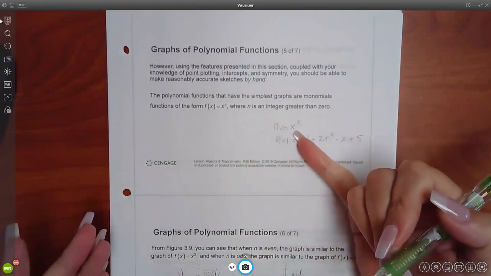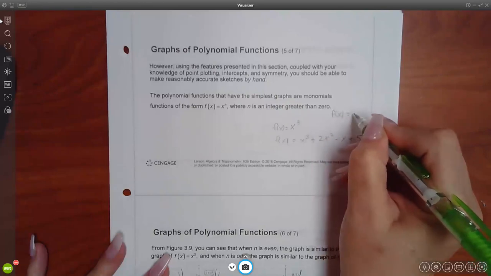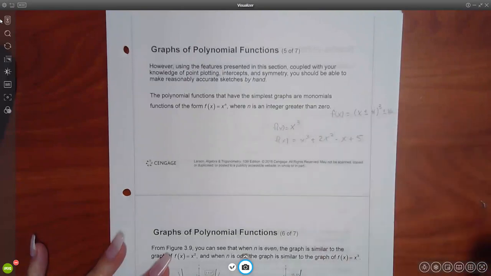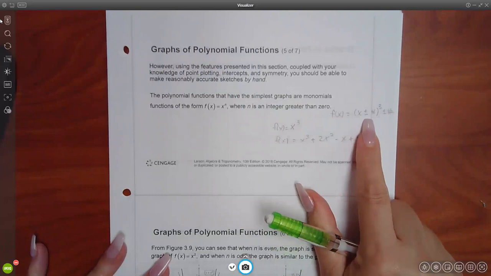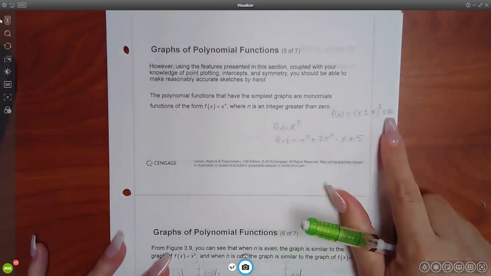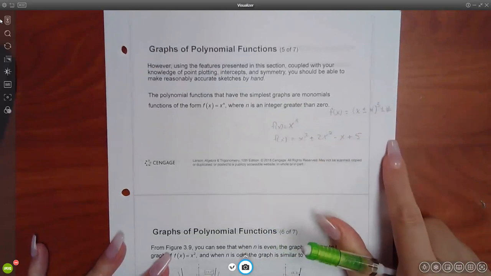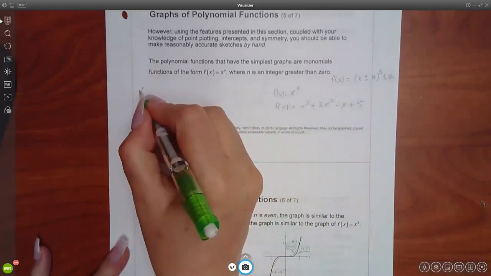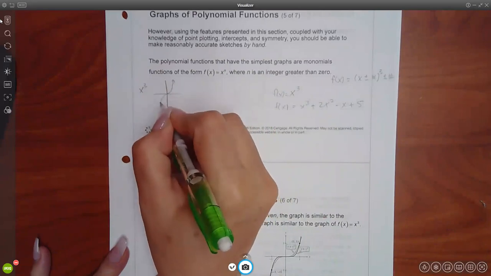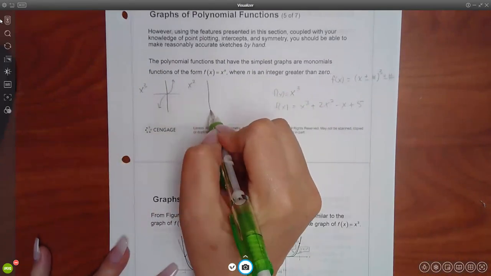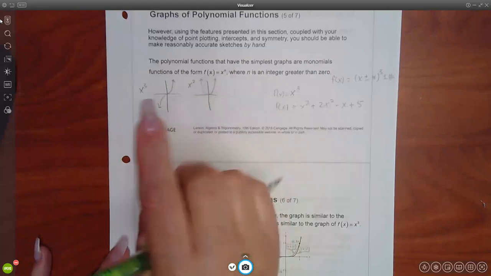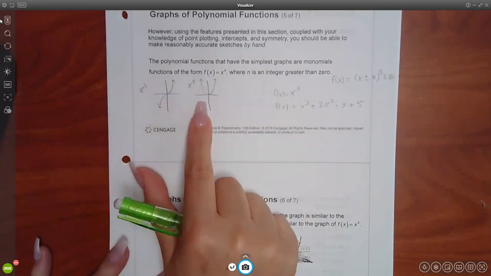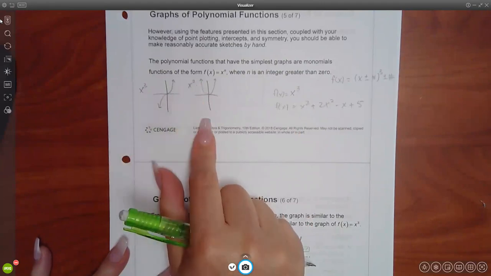These you can graph using your transformations. We know that we can take this X and we can add or subtract a number on the inside, and we can add or subtract a number on the outside. The ones on the inside will shift it left or right, and the numbers that are being added or subtracted on the outside can be used to shift the graph up or down. We also already know that X cubed is one of our basic functions. We know that X cubed looks like this. We also know that X squared looks like this. This is basically the typical model for all X to the odd functions, and this is the typical model for all X to the even exponents.